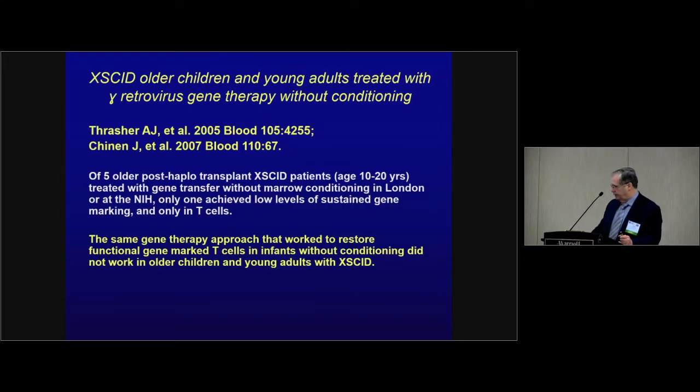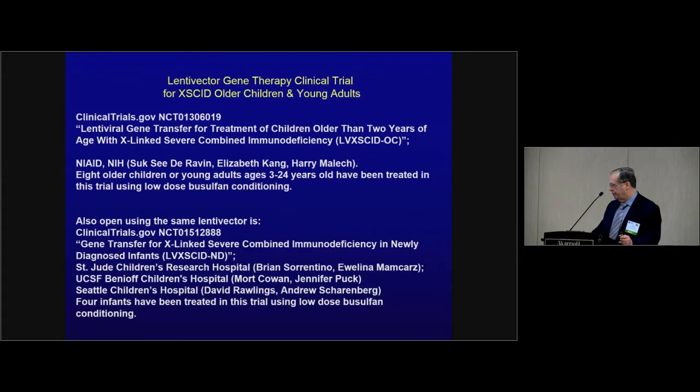So, inspired by those successes in the infants, both Adrian Thrasher in one study and us at NIH in another study tried to do this in older patients. Bottom line is, and I'll just read the bottom line, the same gene therapy approach that worked to restore functional gene-marked T cells in infants without conditioning did not work in older children. That is, most of them, of course, also had a haplo donor graft that was competing. So the combination of things is this just didn't do anything for these patients without any marrow conditioning.